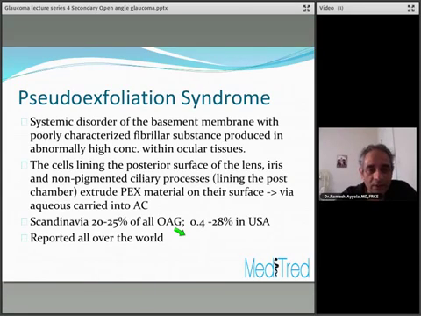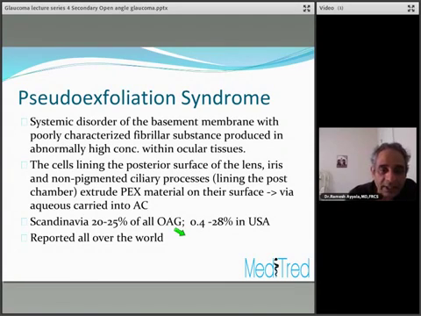It's a systemic disorder of the basement membrane with poorly characterized fibrillar substance produced in abnormally high concentration within the ocular tissue. So this is a basement membrane disorder that's seen in other structures of the body. But the peculiar thing about this systemic disorder is that the disease process affects only the eye in regards to glaucoma and lenticular changes that we'll go through in the next few slides.